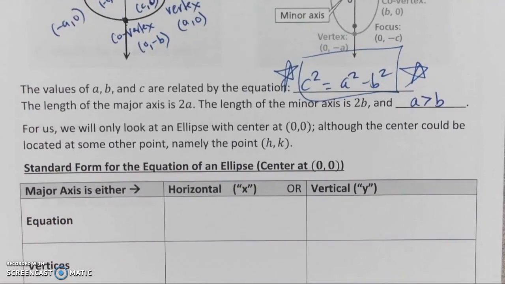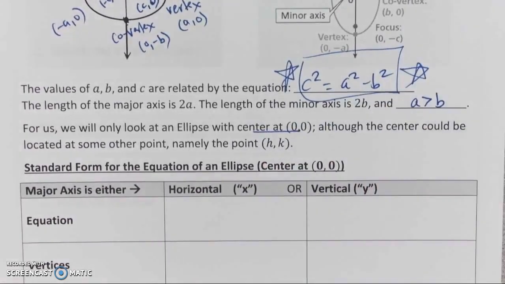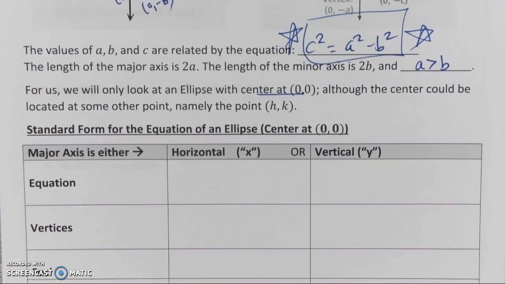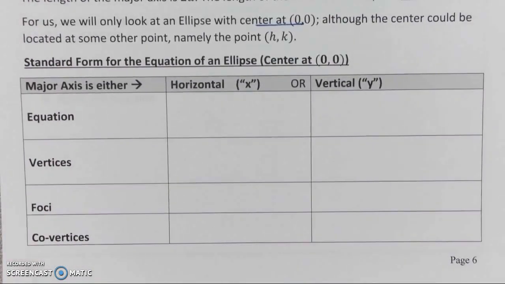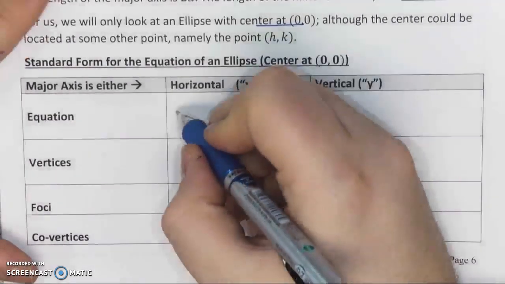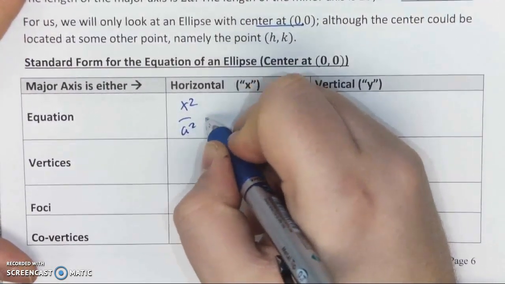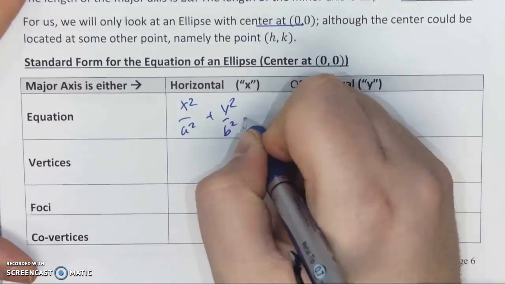For us, we're going to only look at an ellipse with center (0, 0), but certainly an ellipse could have the center (h, k) as well, so something that's not (0, 0). Your major axis is either going to be horizontal or it's going to be vertical. So if it's horizontal, your equation is going to be x squared over a squared plus y squared over b squared equals 1.